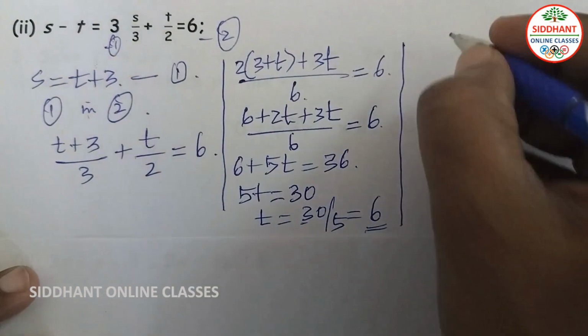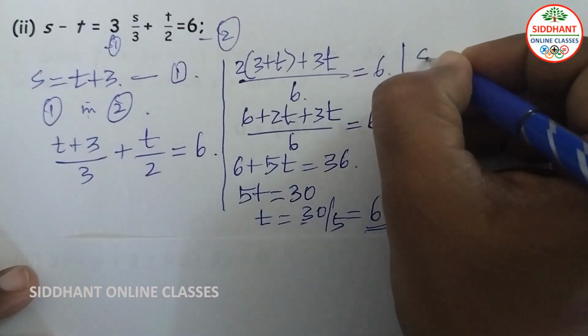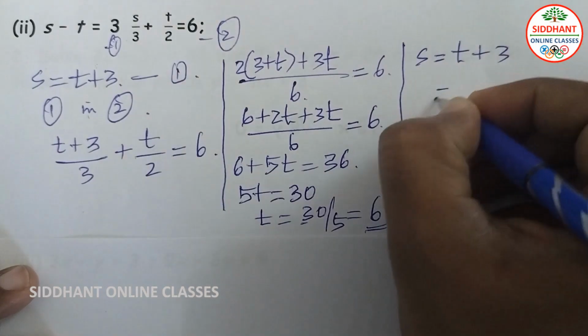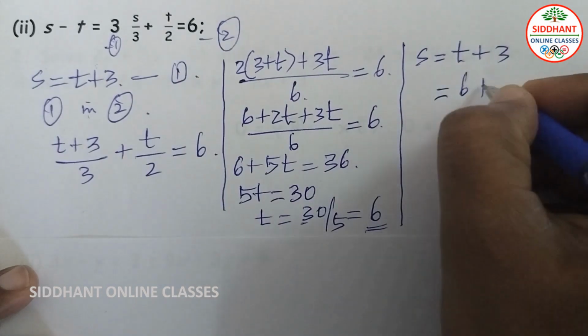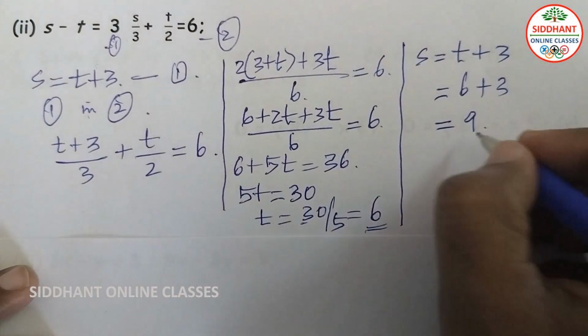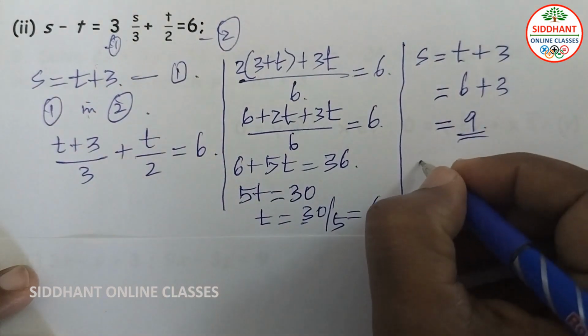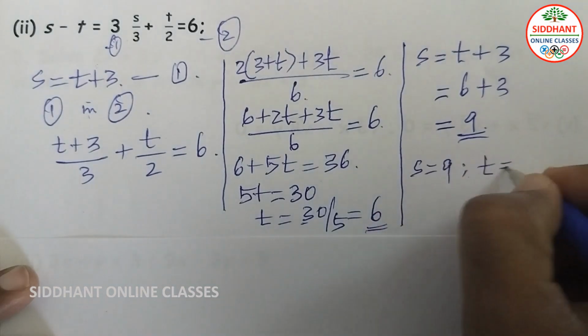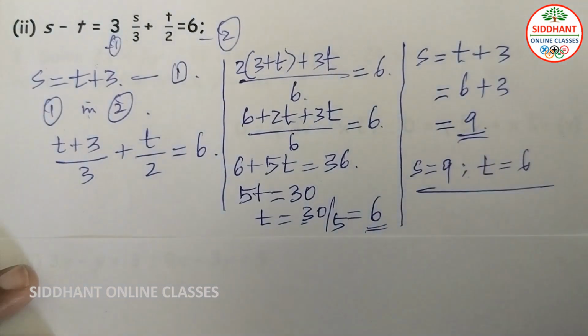So when t is 6, we are going to find s. We know s is equal to t plus 3. So t is 6, then 6 plus 3, which is equal to 9. So our answer is s equal to 9 and t equal to 6.